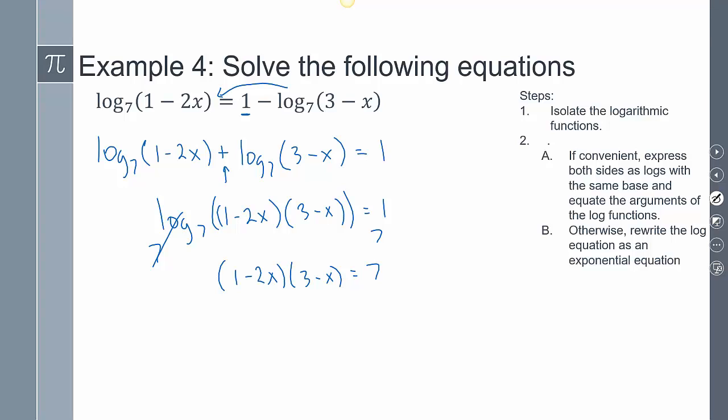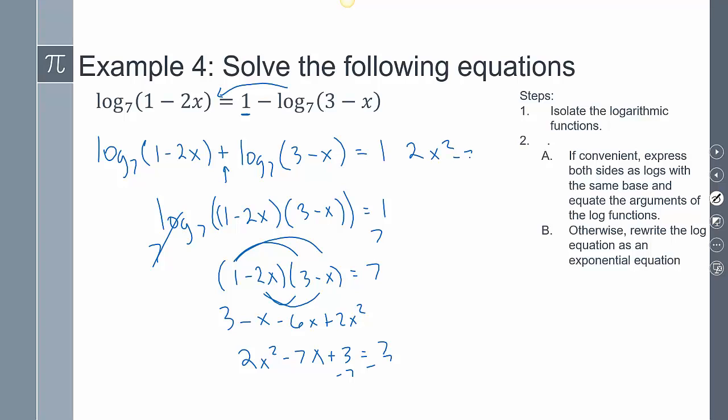Multiplying all of that through, you get 3 minus x minus 6x plus 2x squared. Combining like terms, I get 2x squared minus 7x plus 3 equals 7. Minus 7 on both sides because it's a quadratic equation. So I'm going to get 2x squared minus 7x. It looks like minus 4.